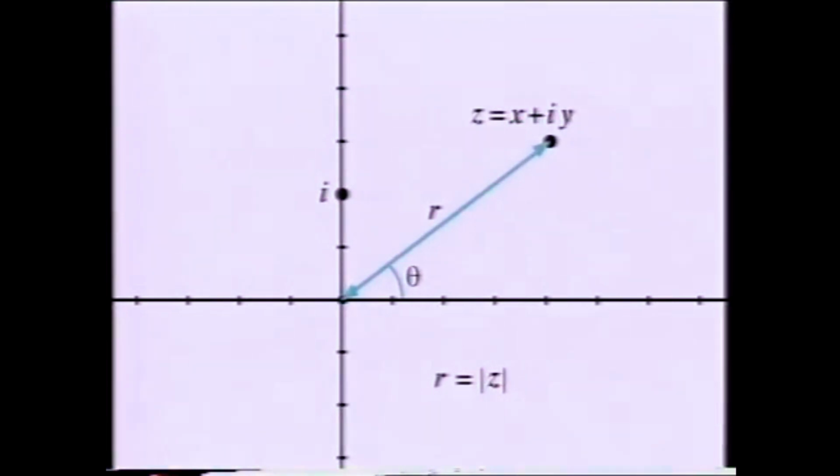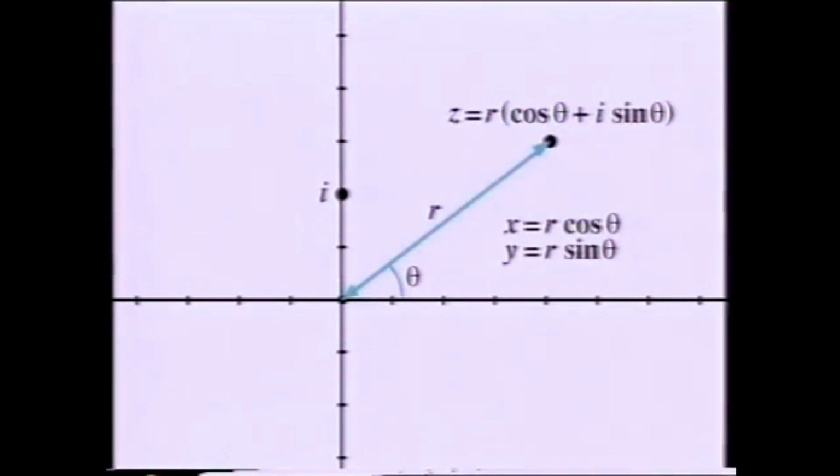We call r the modulus of z, written |z|, and we call theta an argument of z, written arg z. So any complex number can be written either in terms of its Cartesian coordinates x, y, that's its Cartesian form, or in terms of its polar coordinates r, theta, that's its polar form. Apart, that is, from 0, which doesn't have a polar form.